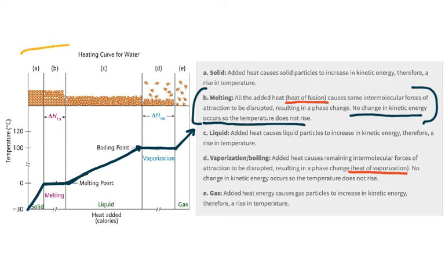The top part of the figure shows on the particulate scale what's happening. Right, so in A, we have just solids kind of well lined up. In B, the phase change is occurring and it's starting to disrupt intermolecular forces of attraction. Then we have a liquid. Then we have a phase change again, and that will continue without any temperature increase until finally all the intermolecular forces of attraction have been disrupted and you have a gas.